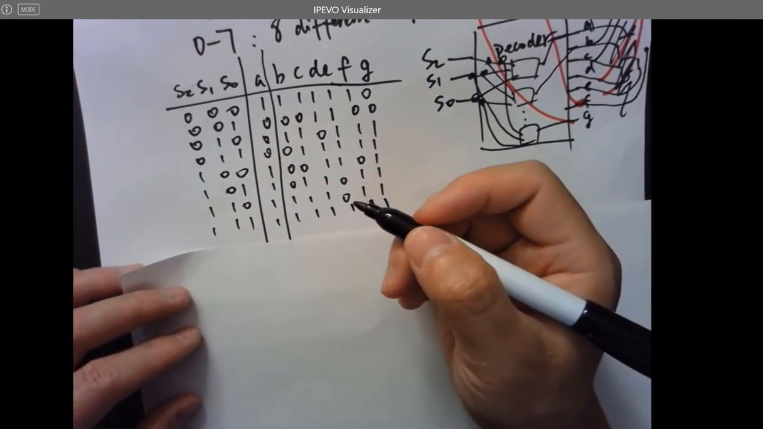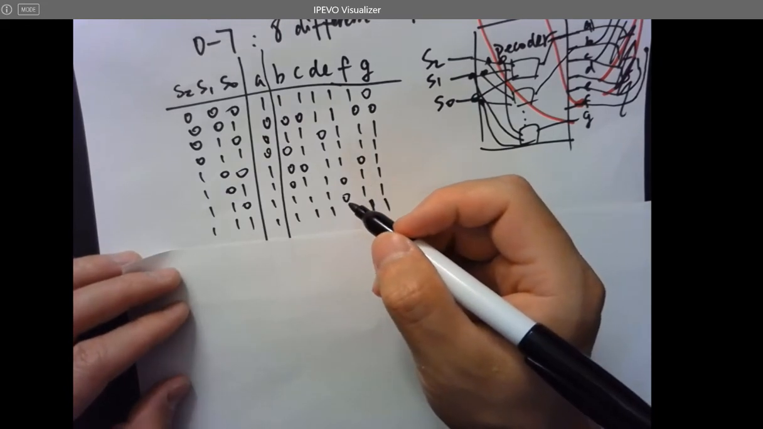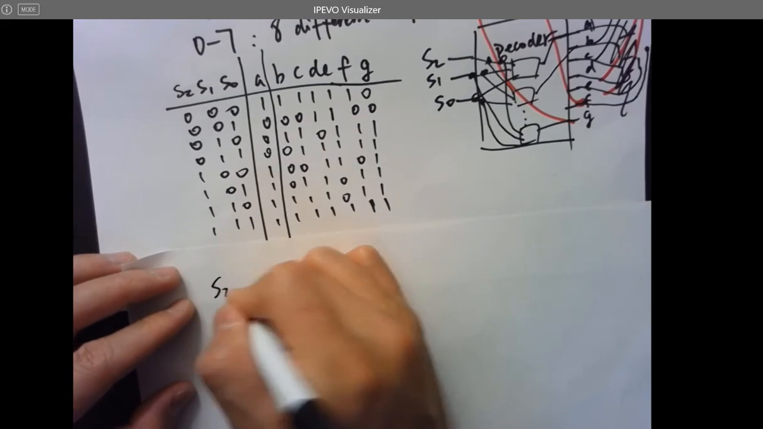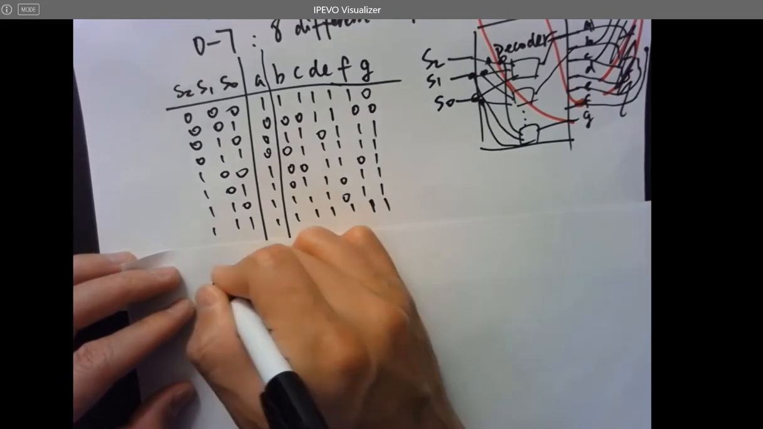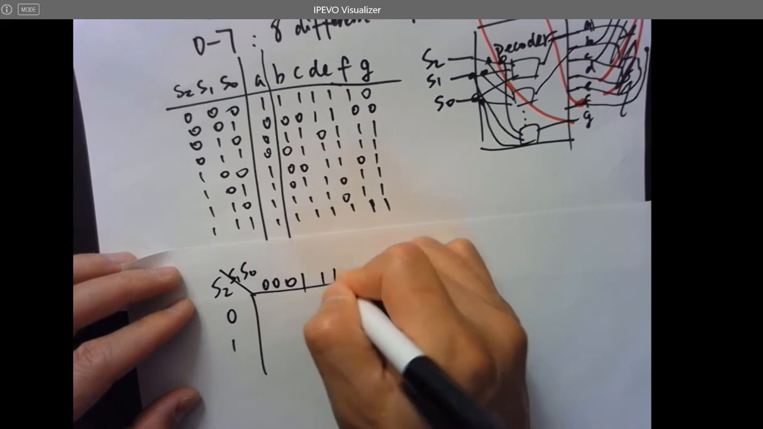So what is A? How do you want to simplify it? So the way to do that is a K-map, right? So S2, S1, S0, 0, 1, 0, 0, 0, 1, 1, 1, 1, 0.